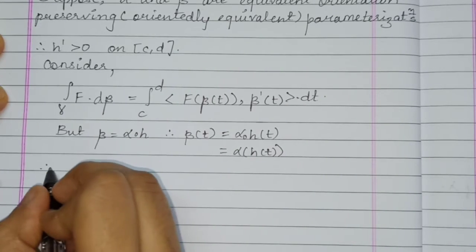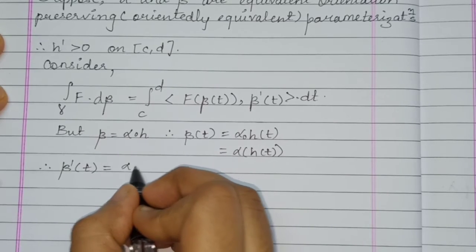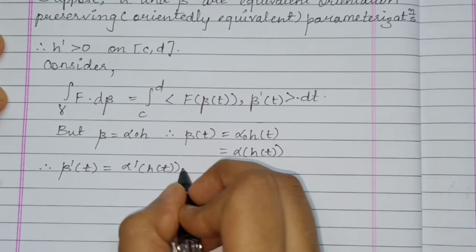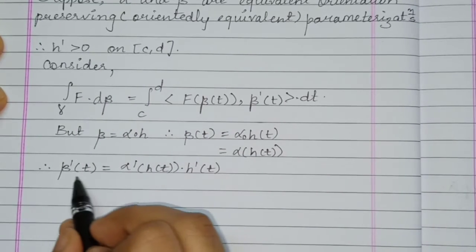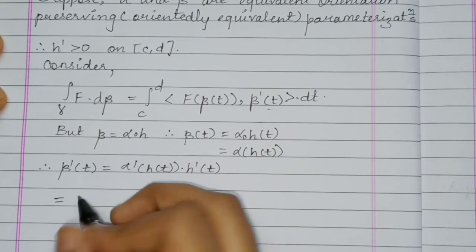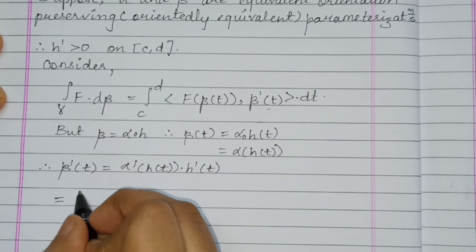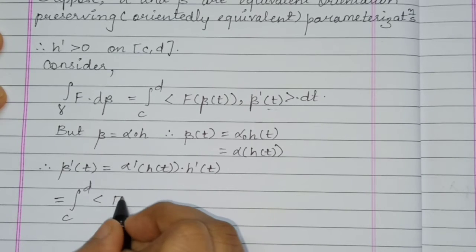Let us take the derivative. So beta dash of t is equal to, by the chain rule, alpha dash of h of t into h dash of t. There's no need to write dt. Then let us substitute whatever we have found out.